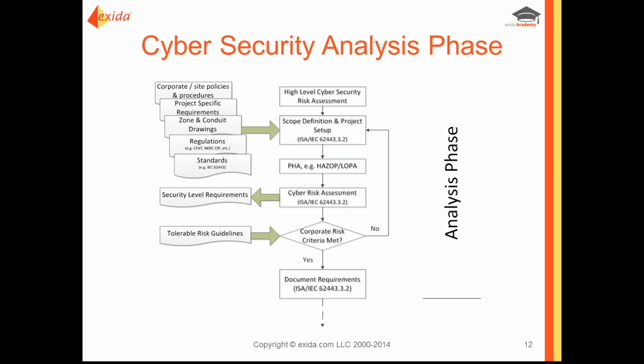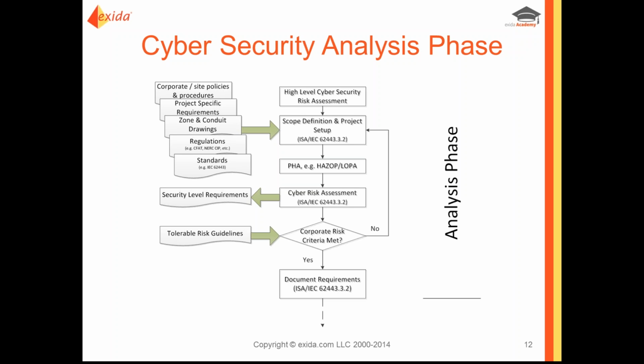And then you ask the question, do the requirements meet the corporate risk criteria? And as an input to that question, you go to your corporate tolerable risk guidelines, which say things like there must be minimal damage to equipment as a result of cybersecurity attacks, minimal loss of product, minimal or no loss of life as a result of cyber events. And you cycle through that process until you have adequate requirements developed.